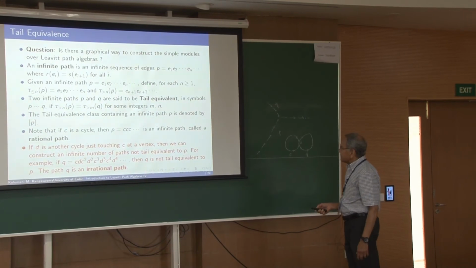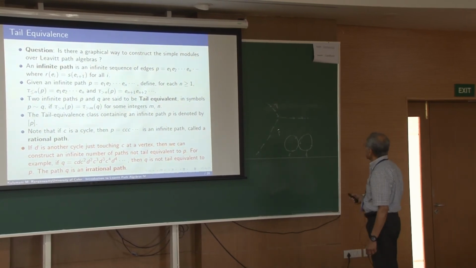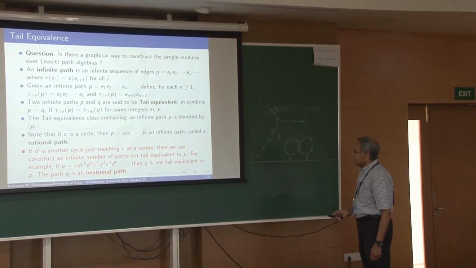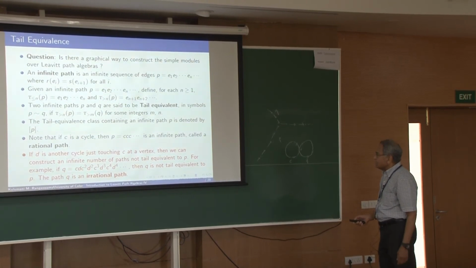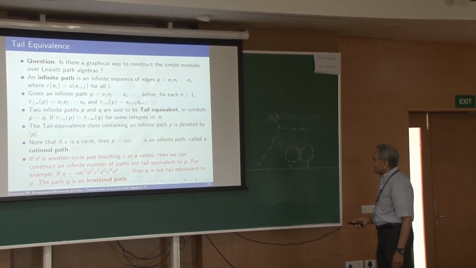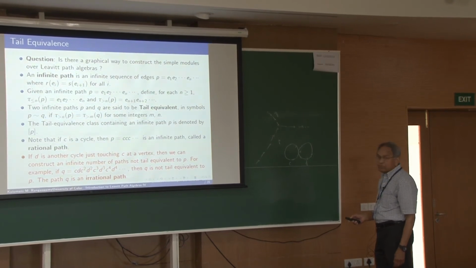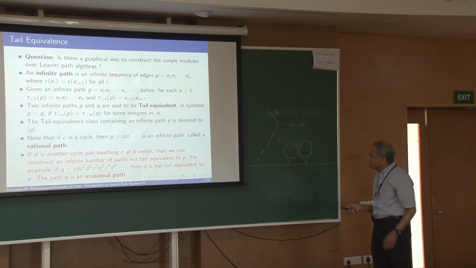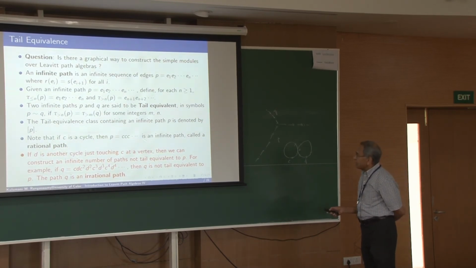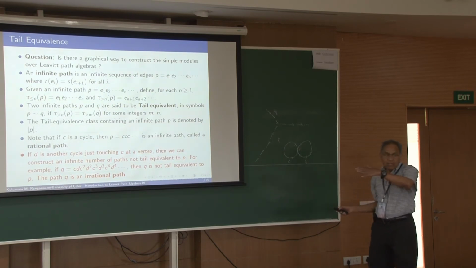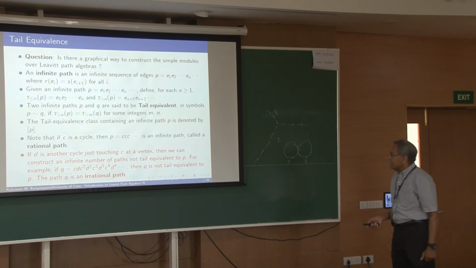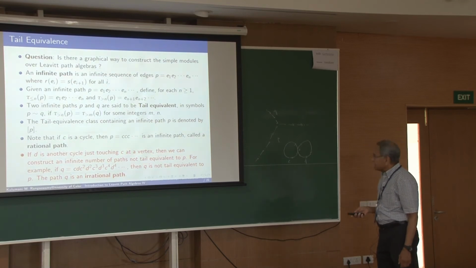So if D is another cycle, just touching it at the vertex, I can use the example. Then we can construct a path Q, say C followed by D, then C squared, D squared, and so on. This obviously is not Taylor equivalent to that, because after a certain portion, this keeps on repeating. How will a path be Taylor equivalent to this? Initially there may be variation, but after some time it has to repeat C, and so on. This certainly is an irrational path, it doesn't get repeated there.